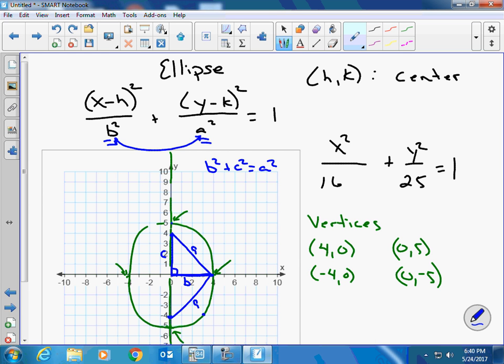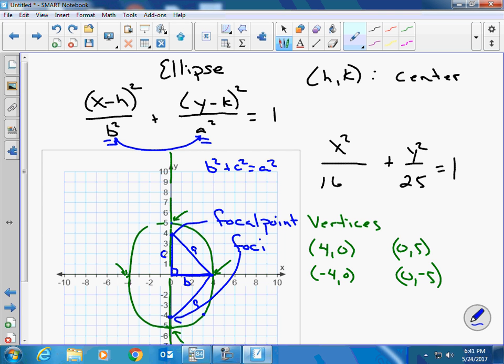All right, so let's find our foci. These are called focal points, or plural foci. There's a point there, and there's a point down there. There are two focal points for every ellipse. Okay, so let's find them.